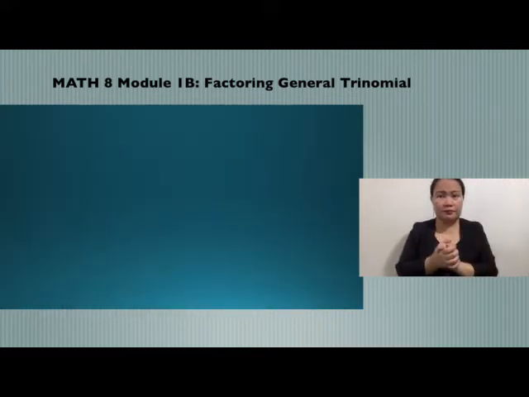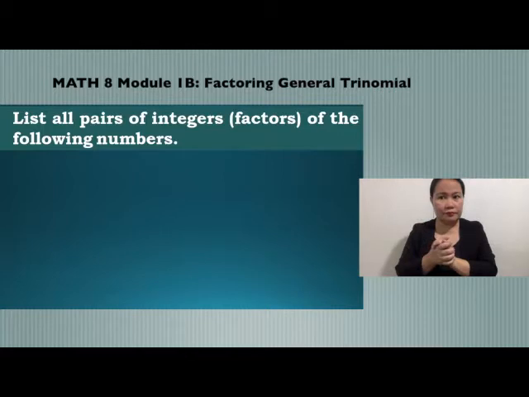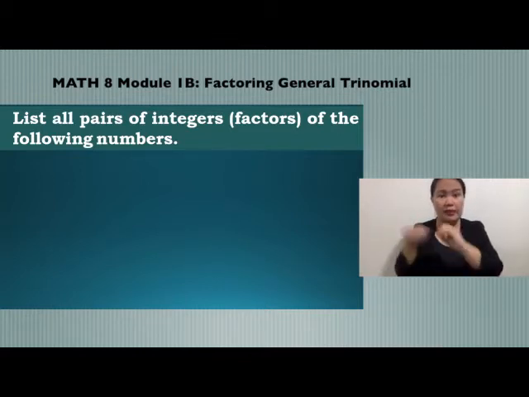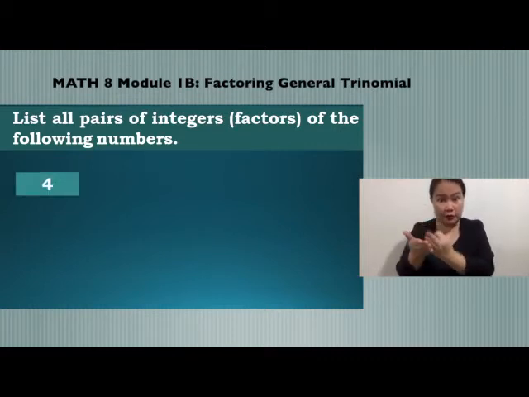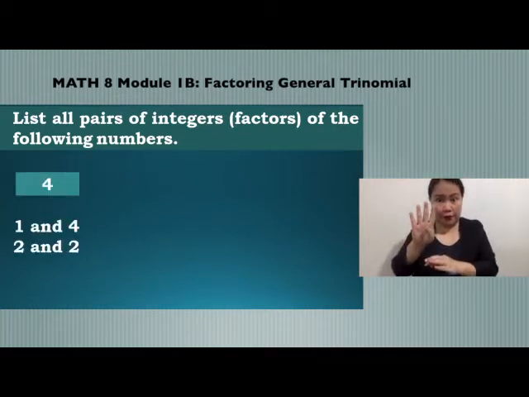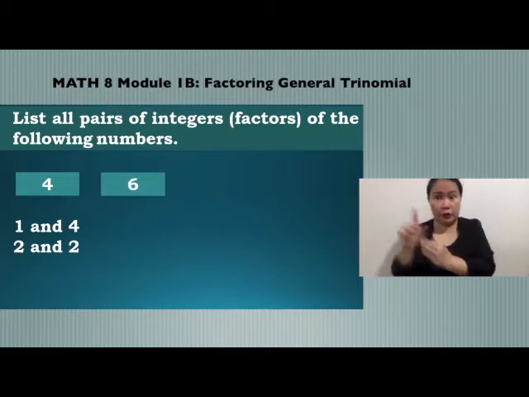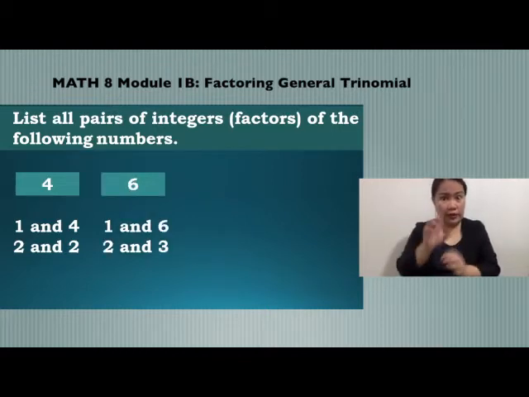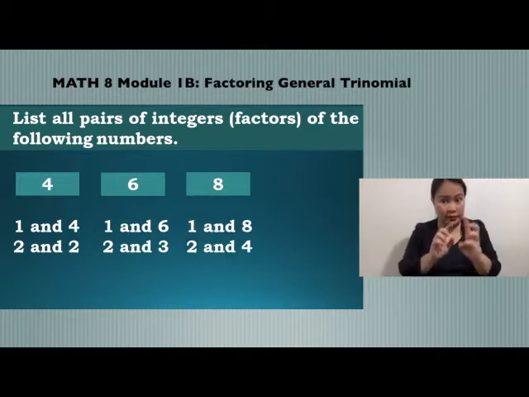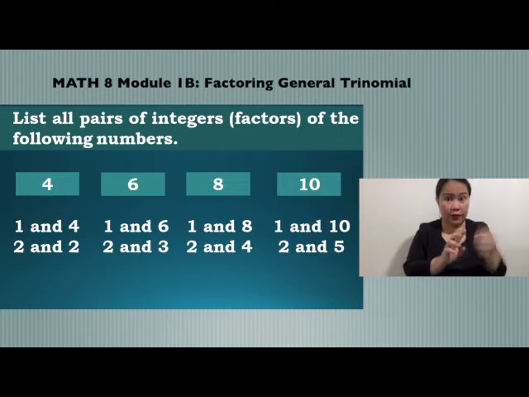Alright, let's start. So first, let us try to list all pairs of integers or factors of the following numbers. So, ibigay natin lahat ng possible pairs of integers or factors ng mga numbers na to. So, first, we have 4. So, we have 1 and 4 or 2 and 2. Okay, and then 6, we have 1 and 6, 2 and 3. For 8, we have 1 and 8, 2 and 4. For 10, we have 1 and 10, 2 and 5.